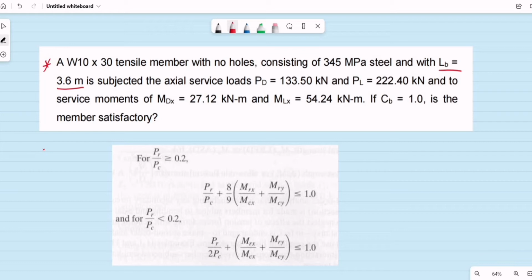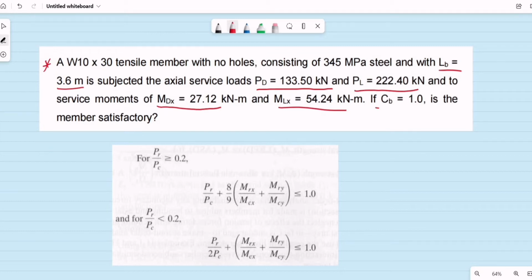axial service loads of, okay, so we have a dead load of 133.50 kilonewtons and a live load of 222.40 kilonewtons, and to the service moments of, okay, so MD X, the dead load moment, 27.12 kilonewton meter, and a live load moment that is 54.24 kilonewton meter.